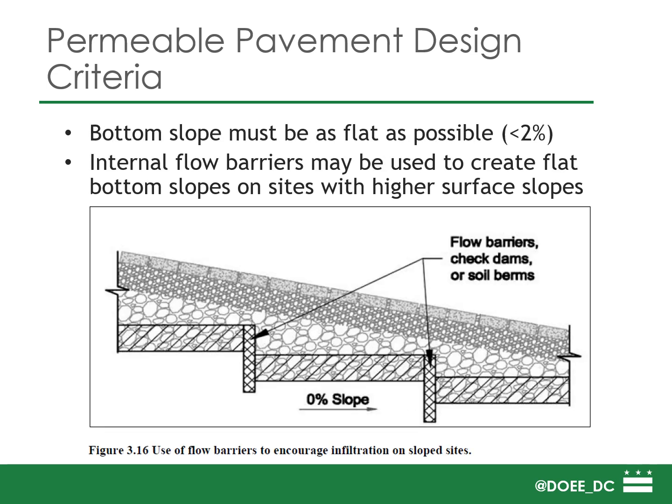The bottom slope must be as flat as possible because we're trying to encourage infiltration and achieve retention in these systems. If you cannot achieve a flat bottom slope because the surface slope is greater than 2%, then you can use an internal flow barrier, a sort of subsurface check dam, to create a level surface on the bottom even though there is a sloped top surface.